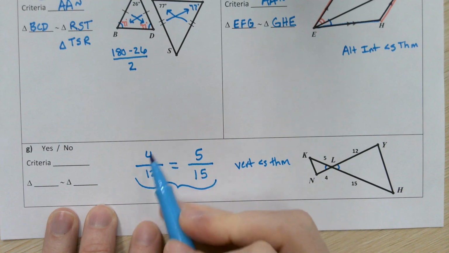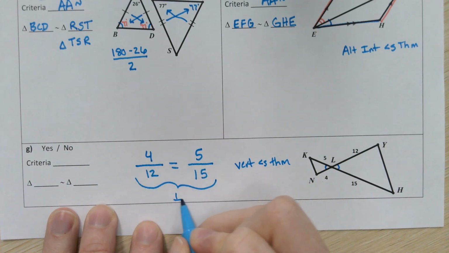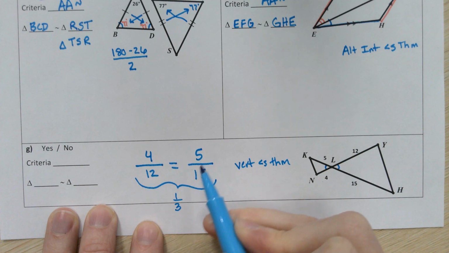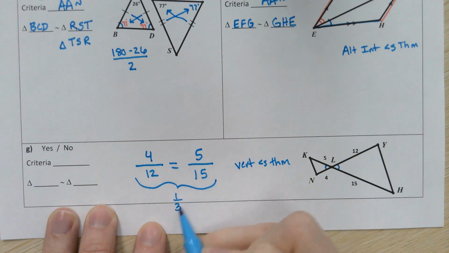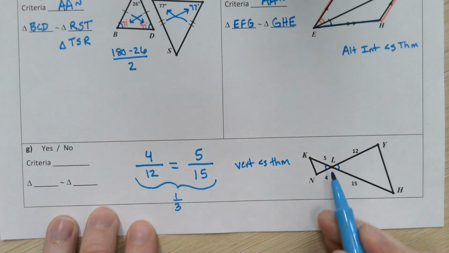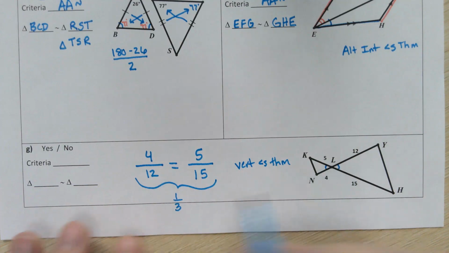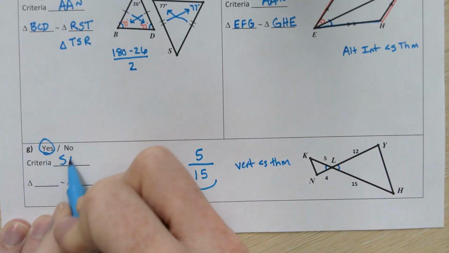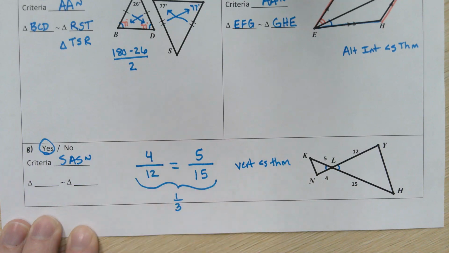Those two, I think, are both equal to 1/3. Dividing both by 4, dividing both by 5, so our scale factor would be 1/3. If those two sides are proportional and we've got the angles in between them, this is a yes by side-angle-side similarity.